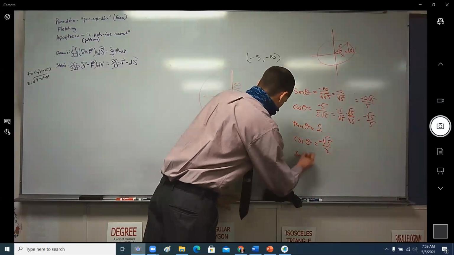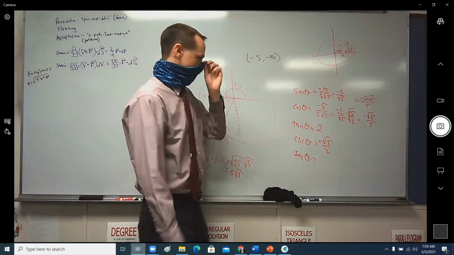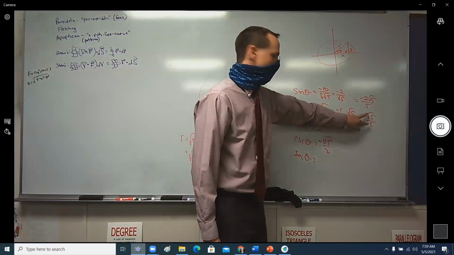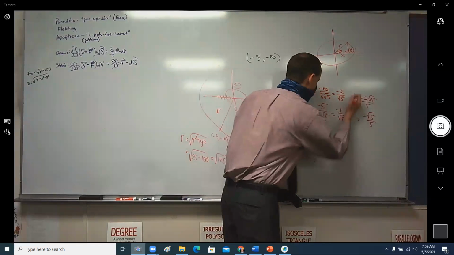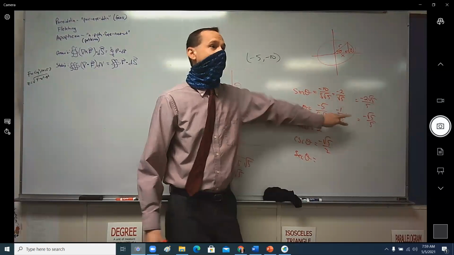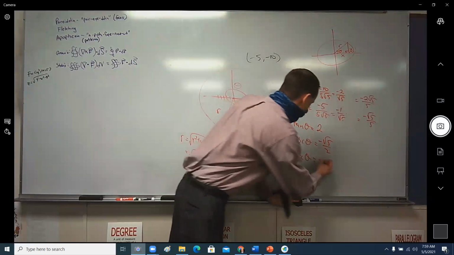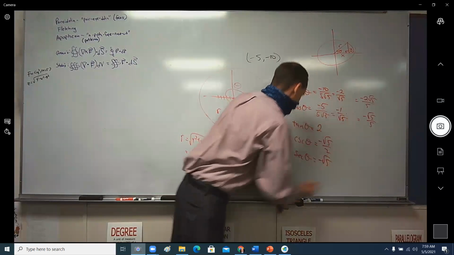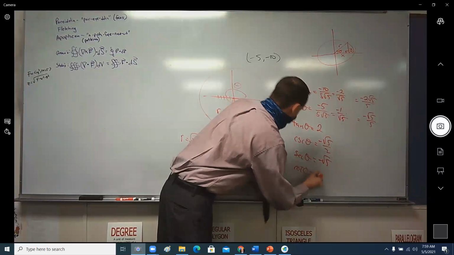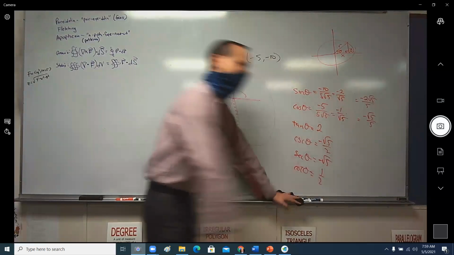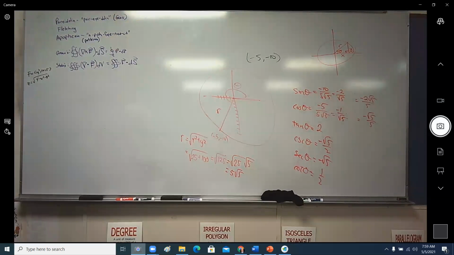Secant, that's the one where you flip cosine. So let's see. I don't want to flip this one, then the root will be on the bottom. I could, then I've got to clean the root again. But right here, we had a -1 over √5. So if I just flip it right there, that'd just be -√5. And lastly, cotan, that's the one where you flip tan. And 2 flipped, since 2 is 2 over 1, would just be 1/2. So a lot of simplification there.